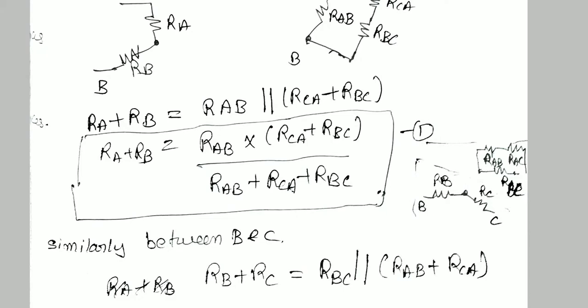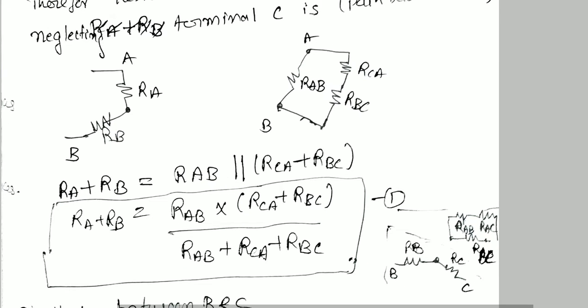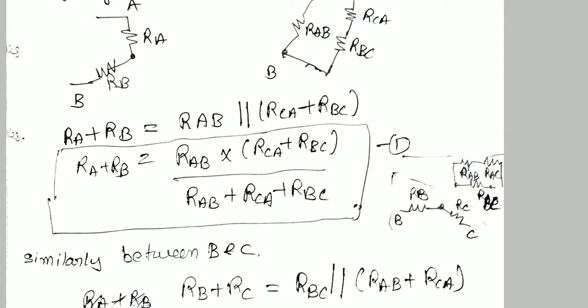So here they have mentioned like this. The resistance between A and B in the star network is RA plus RB, and in the delta network the resistance between A and B is RAB in parallel with RCA and RBC. Because RCA and RBC are in series, I can write RCA plus RBC, and these two are in parallel. I can write RAB into (RCA plus RBC) divided by the sum of the resistances.